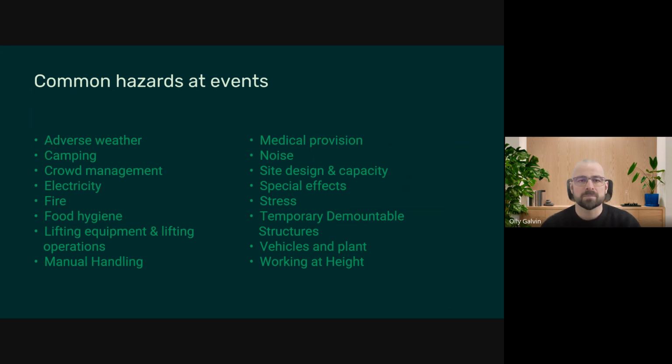So, common hazards at events. We're going to have a look at these hazards, and we're going to talk about how they can cause harm, and we're going to talk about what we can do to control them. So we're going to look at adverse weather, camping, crowd management, electricity, fire, food hygiene, lifting equipment, lifting operations, manual handling, medical provision, noise, site design and capacity, special effects, stress, temporary demountable structures, vehicles and plant, and working at height.